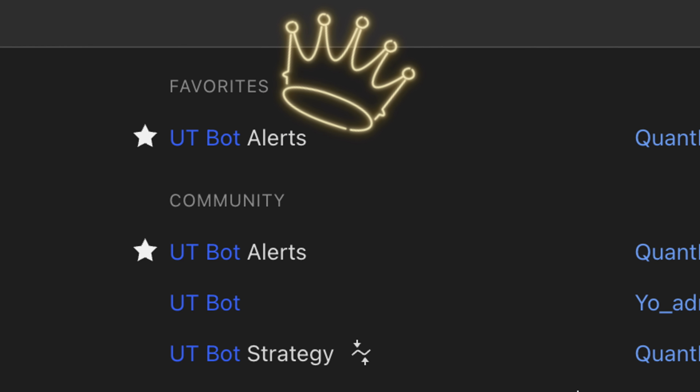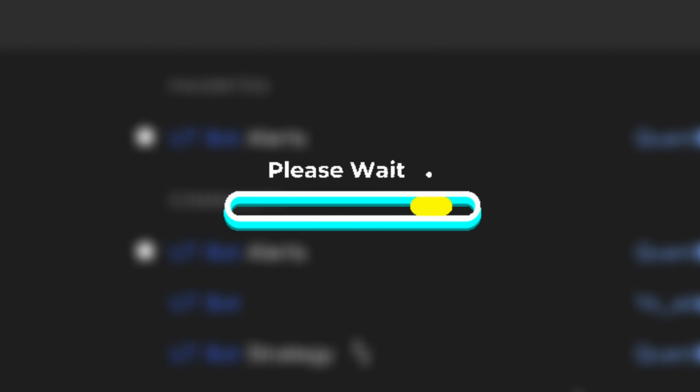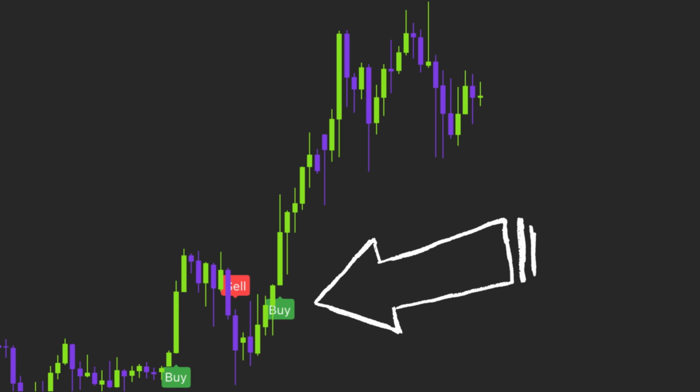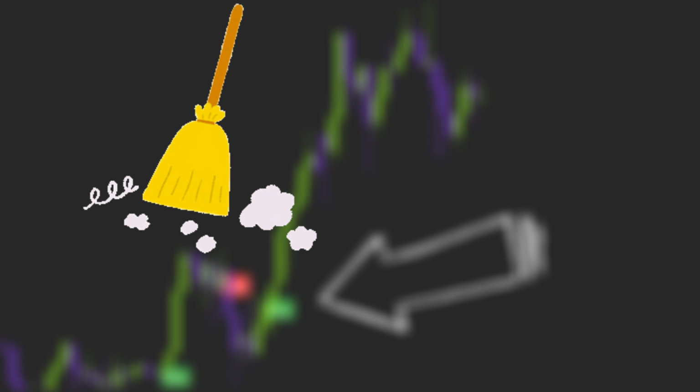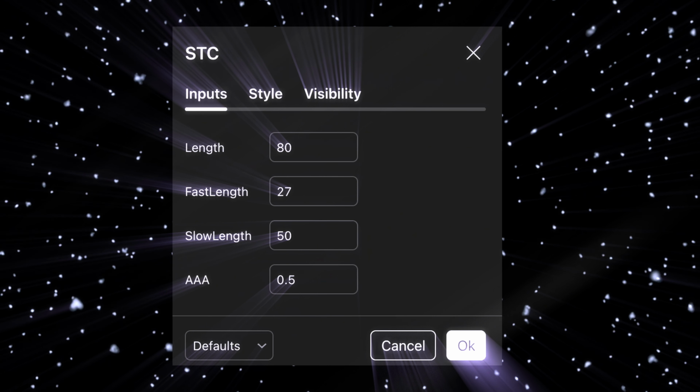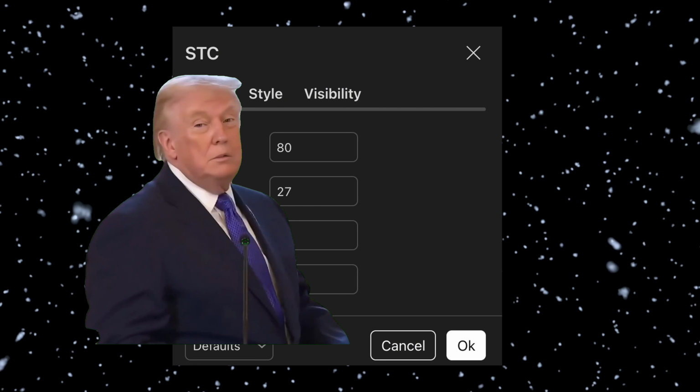So why does this strategy work so well? 2 reasons. First, the UT bot catches momentum shifts early. It doesn't wait for price to move a ton before giving a signal. It catches the move right as it's starting. That's why the entries are so clean. Second, the STC indicator filters out the noise. It makes sure the momentum is actually there before you enter.